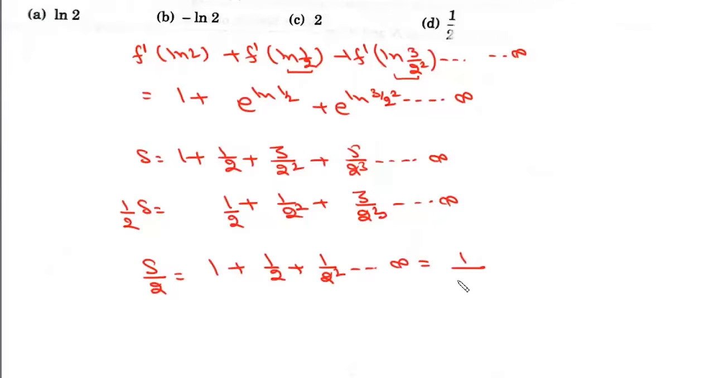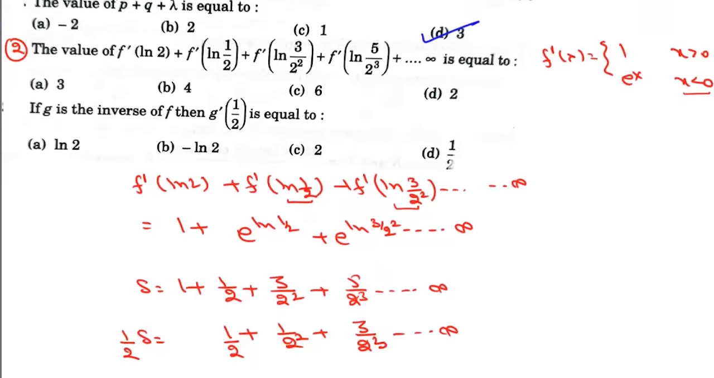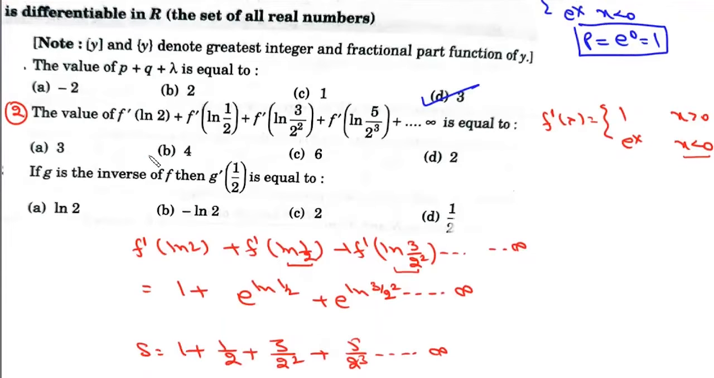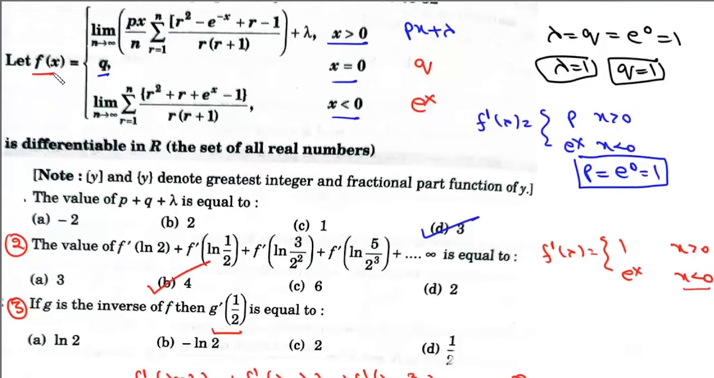Now this is a upon 1 minus r, which is 2. So sum of this series is 4, and that's your option B. Now this third question is, if G is inverse of f, then G dash 1 by 2 is. Now we know that fx is e to the power x when x is less than 0.